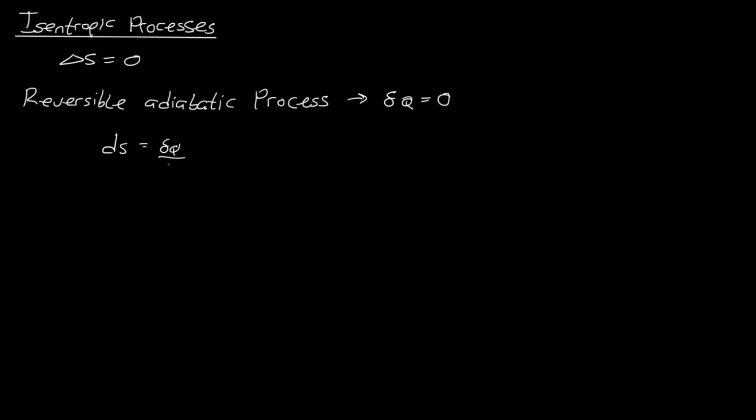A process during which the entropy remains constant is called an isentropic process. A reversible adiabatic process is an isentropic process since dq equals 0. And if ds equals dq divided by T, then ds equals 0 for an adiabatic process which is reversible.